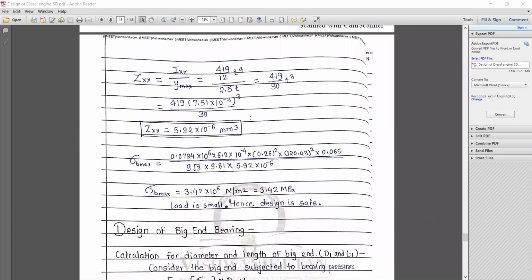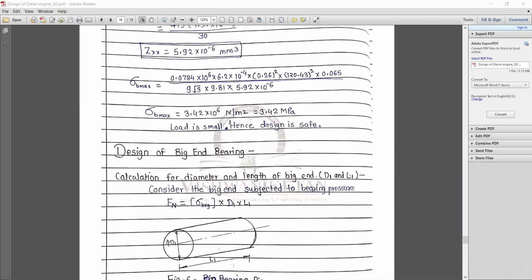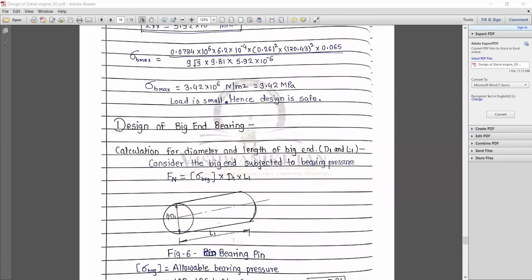Zxx is equal to Ixx divided by ymax. So 419 divided by 12 into t raised to 4 divided by 2.5 t. Putting all the values, what we get is Zxx equal to 5.92 into 10 raised to minus 6 meter cube. So putting all the values into the sigma B max equation, what we get is the maximum bending stress of 3.42 into 10 raised to 6 Newton per meter square, which is nothing but 3.42 megapascal. So the stress is small, hence the design is safe.